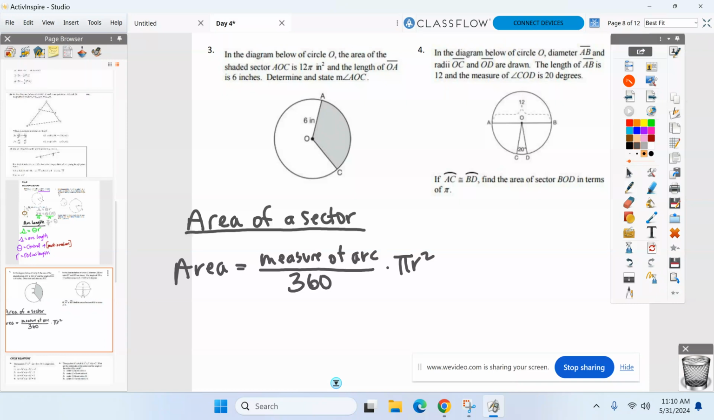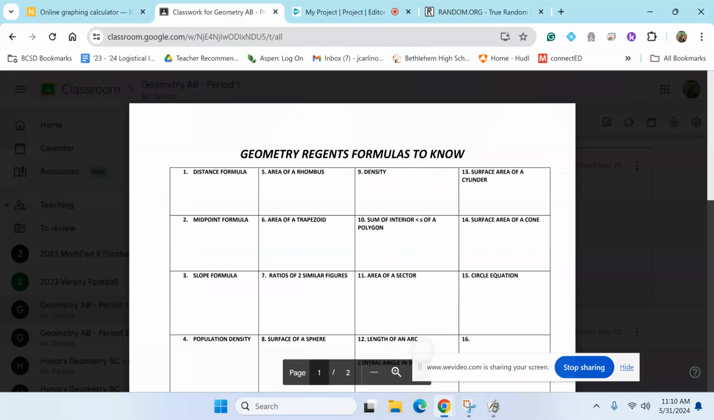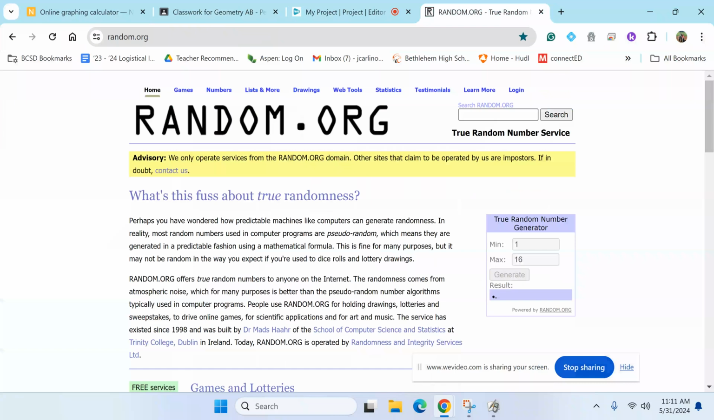All good? All right, let's go to the problem now, number 3. Now that we have our area of a sector. Read through everything so you know where to substitute it in carefully. Read through everything. Let's start with the 12 pi. Read what the 12 pi is. Where should I substitute it in for in the formula? Where's the 12 pi going?